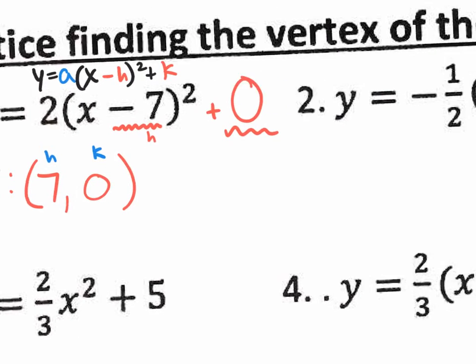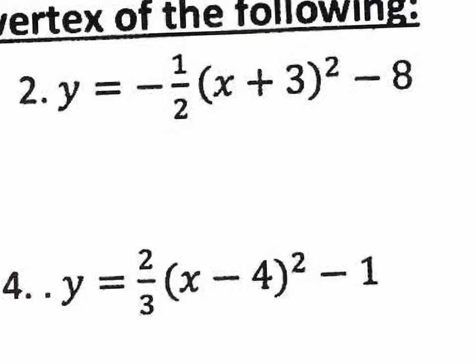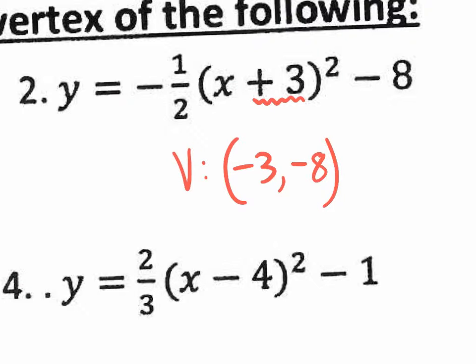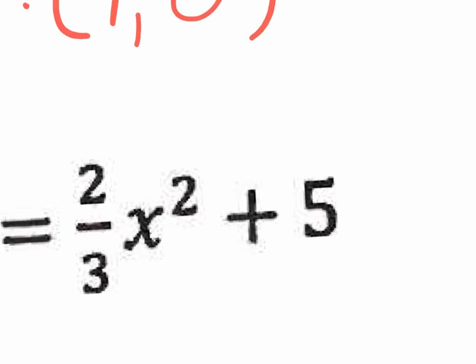All right. Number 2. What is the vertex there? The vertex is the coordinate -3, -8. Remember, think opposite on H. Take K exactly for what it is. So right here, instead of +3, you put a -3. Right here, instead of -8, you take it for what it is. Just leave it -8.